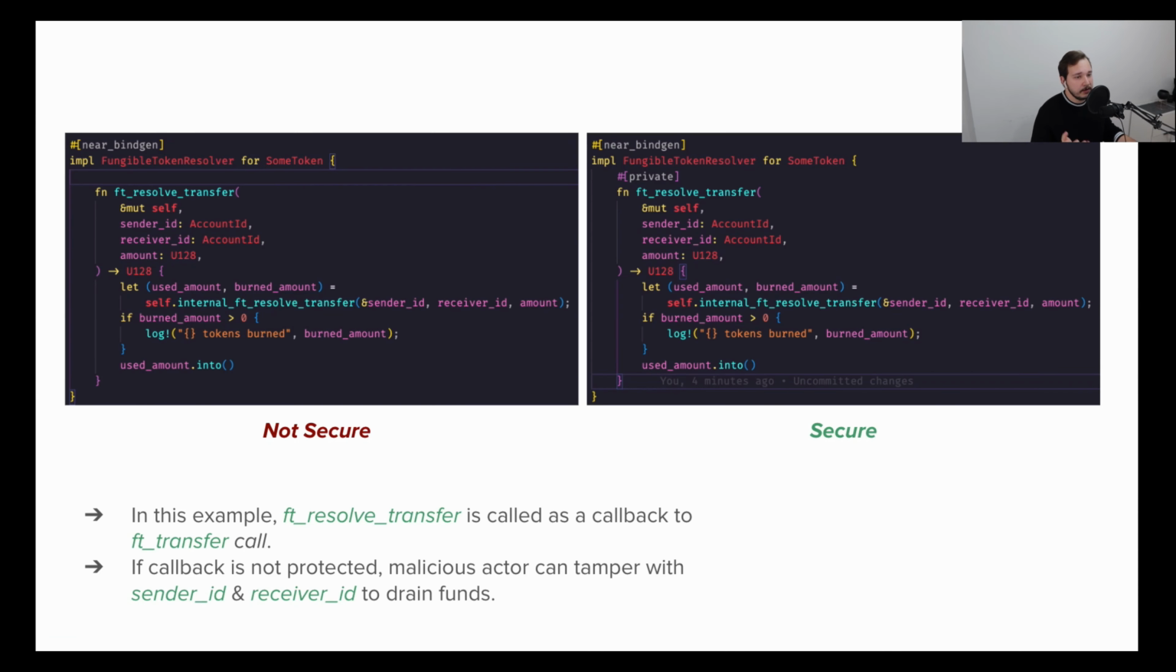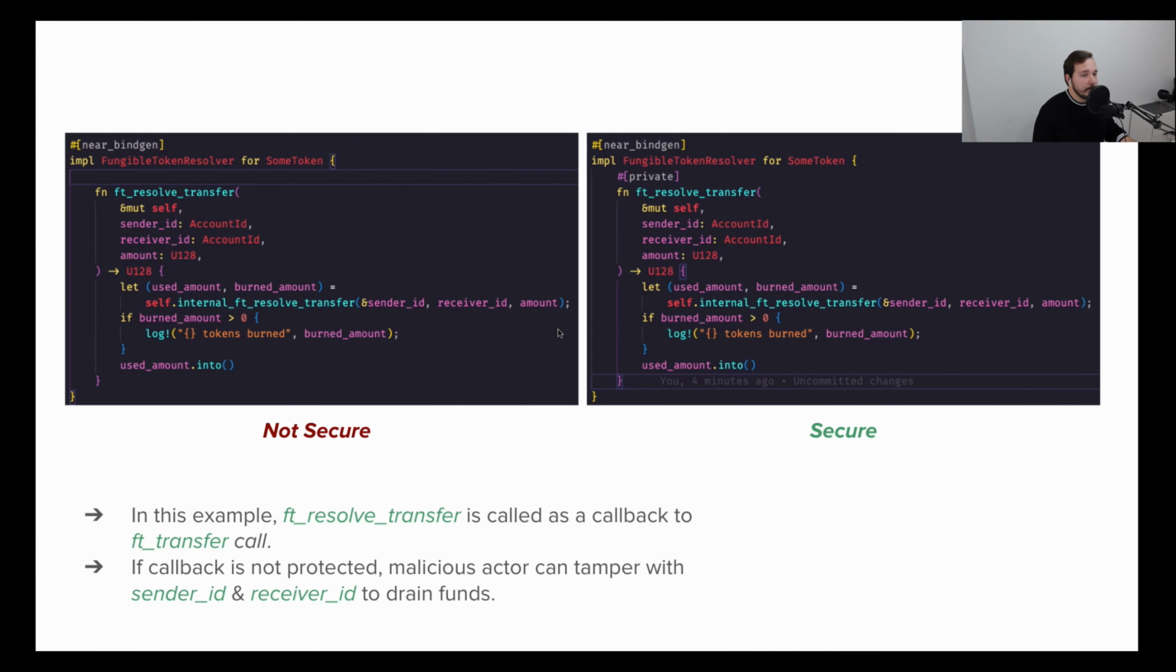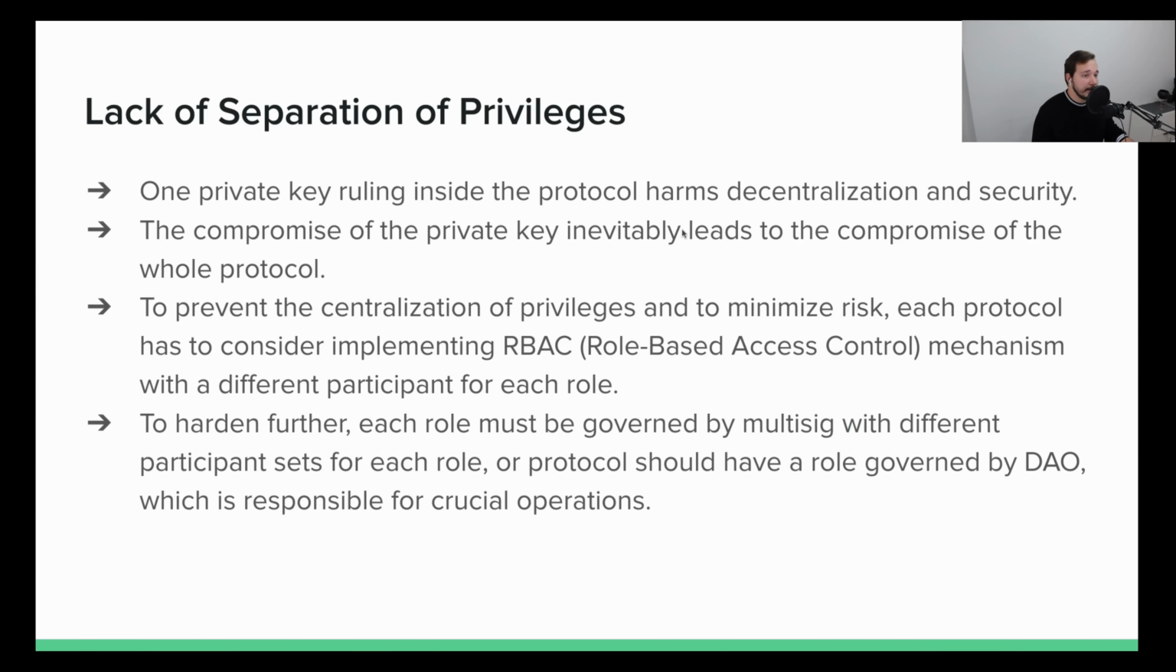For instance, in here we have resolve transfer, which gets called after a fungible token transfer. If we forget to put the private modifier in here, anyone can just call this function directly, and it is accessible on chain because we have near binding here, as we explained way before. If we have near binding on trait implementations, those are going to be accessible on chain. If we don't have the private modifier in here, anyone can call this function and just cause many issues. So that's pretty much it for public callbacks.